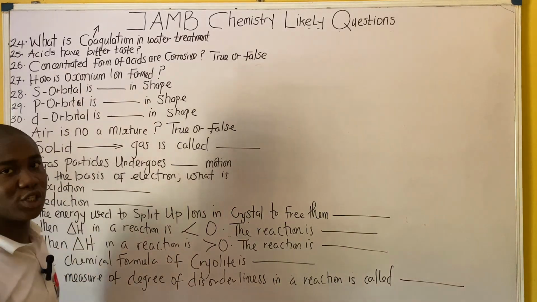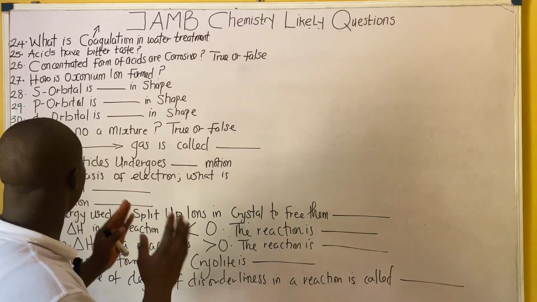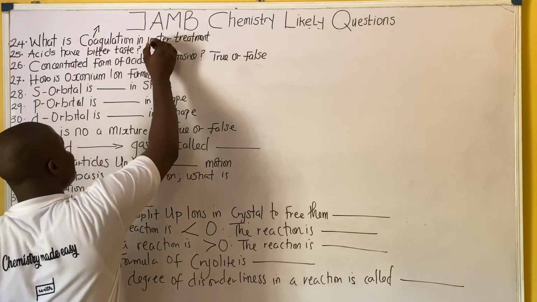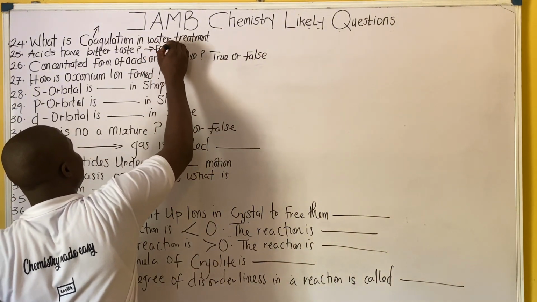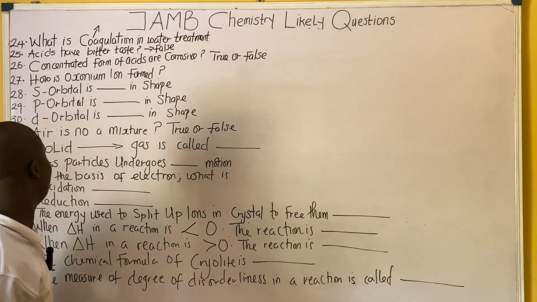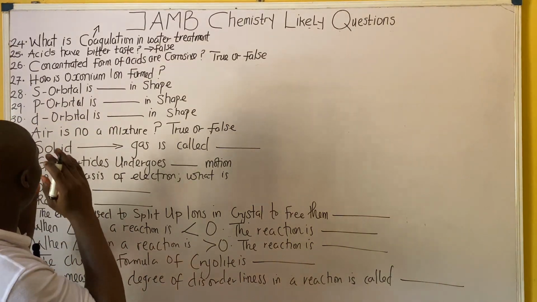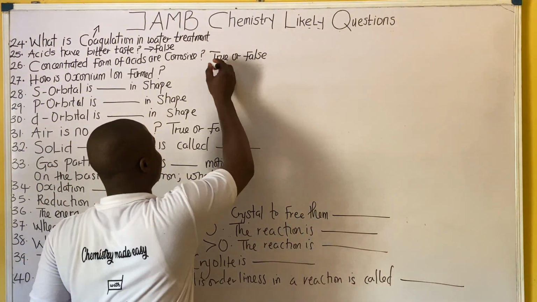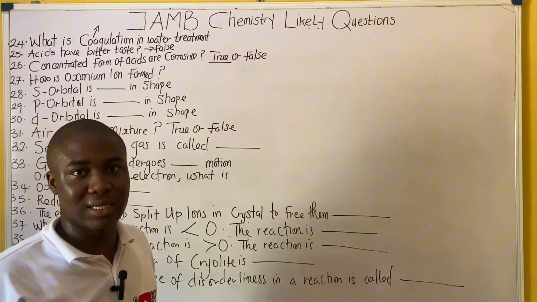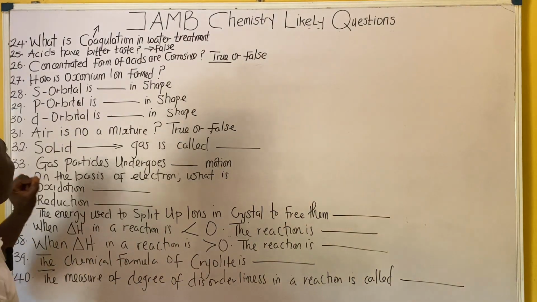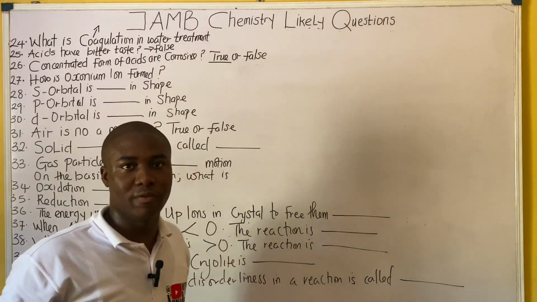So let's get into question number 25, and it says, acids have bitter taste. Is that true? Very false. Acids have sour taste. It is bases that have bitter taste. Are you there? So let's get into the next question, and it says, concentrated form of acids are corrosive. Very true. Concentrated form of acids are corrosive.